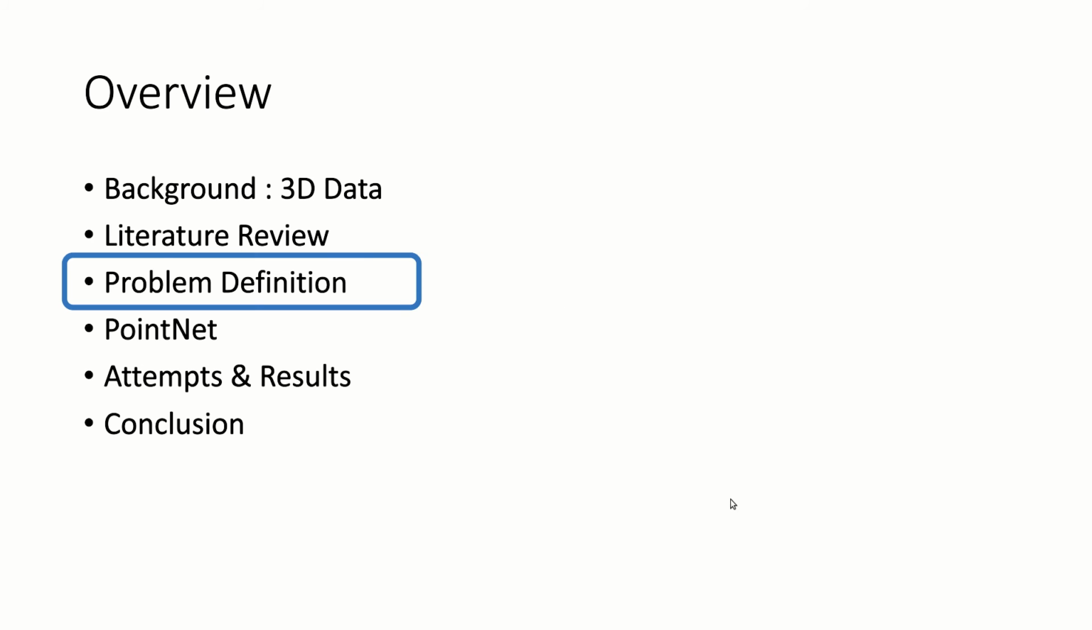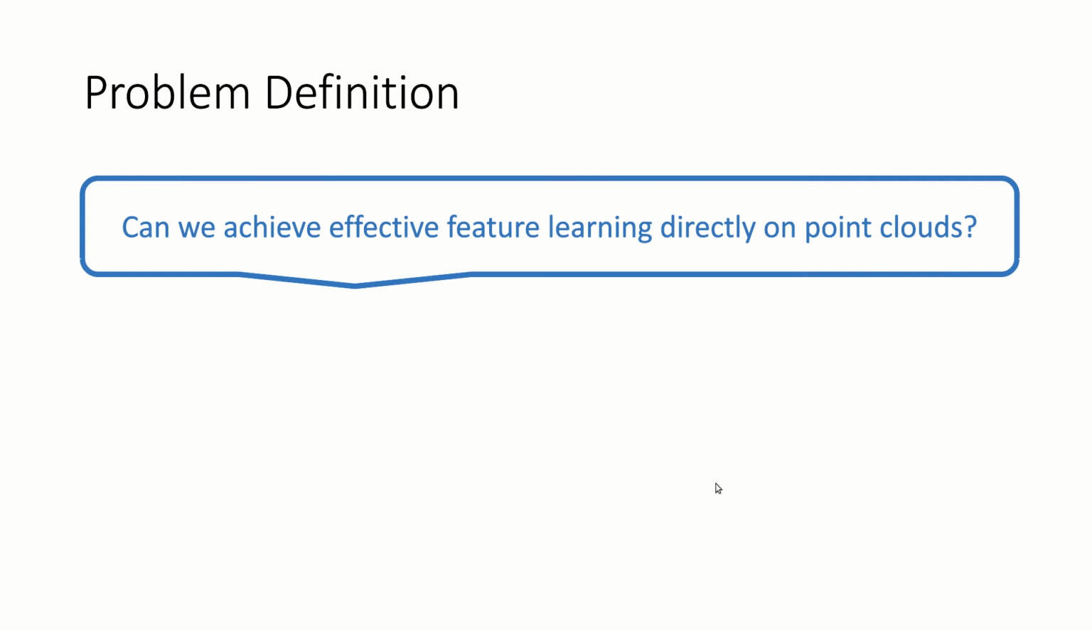If we investigate the literature in terms of unordered input structures, which is what point cloud data is, we could not see any study in the 3D classification field. The motivation of the authors is this: can we achieve effective feature learning directly on point clouds?